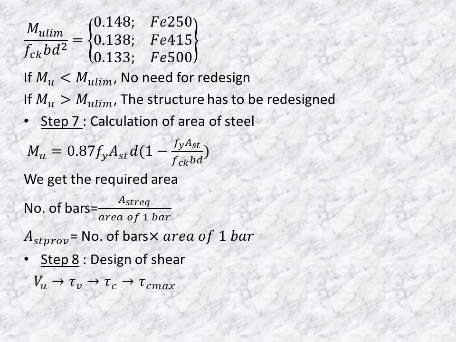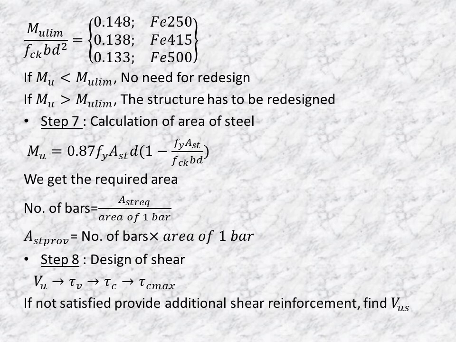Next we do the design of shear. We find the ultimate shear force, then we find the shear stress value, then we find the shear stress of concrete, then we find the maximum shear stress the concrete can withstand. If it satisfies the condition tau V less than tau C less than tau C max, we do not have to provide additional shear reinforcement. Otherwise we have to, and first we have to find the shear force of the shear reinforcement, and then find the spacing and the maximum spacing.